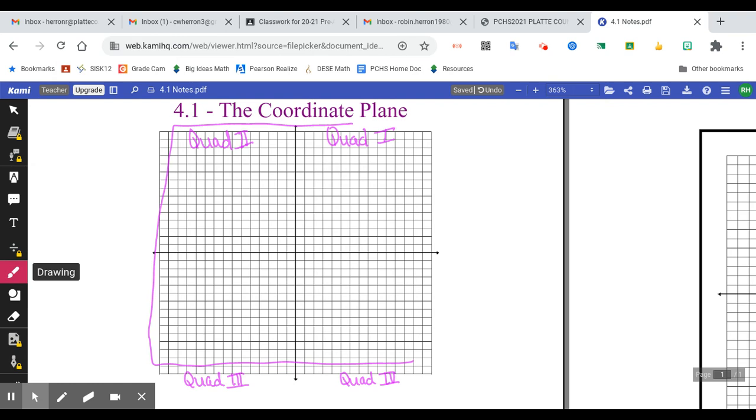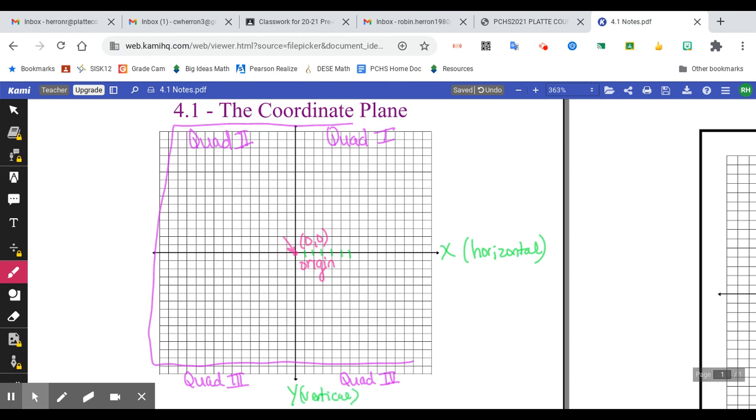Just so that we remember, the middle point here is 0, 0. It's also called the origin. We also have to remember that the labels for each one of these is different. So when you're talking about these hash marks here, this would be the x-axis, and this would be the y-axis. X is always horizontal, and y is always the vertical axis.